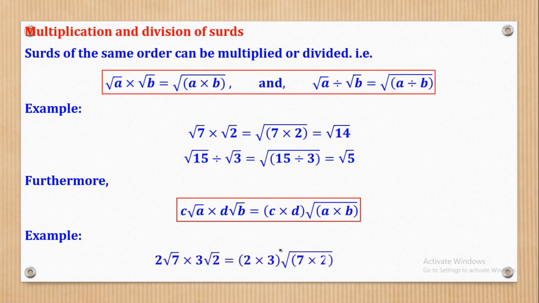Let's look at an example. If I have 2 root 7 times 3 root 2, it means that this 2 and this 3 will multiply together to give you that. Then this 7 and this 2 will multiply together and be under one square root. Then 2 times 3 is 6, and 7 times 2 is 14. That's why you come up with 6 root 14.